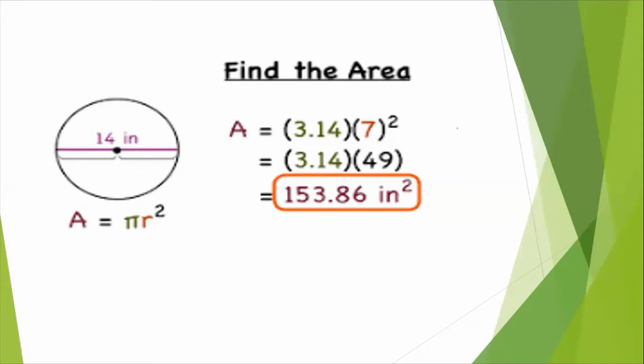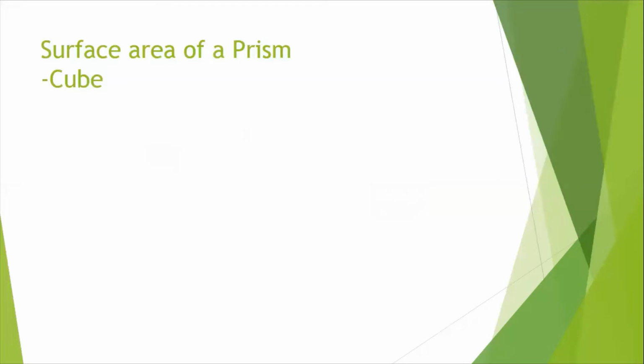Now this time, let us proceed with our lesson, finding the surface area of a prism. Let's start with a cube. This is an example of a cube. We can actually see cubes in our houses. For example, a box or a block is an example of a cube. An ice cube is an example of a cube as well.